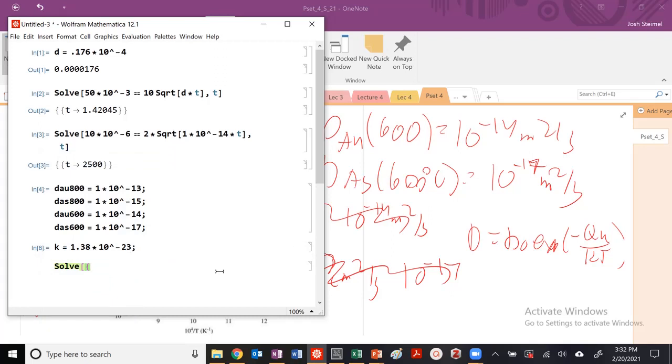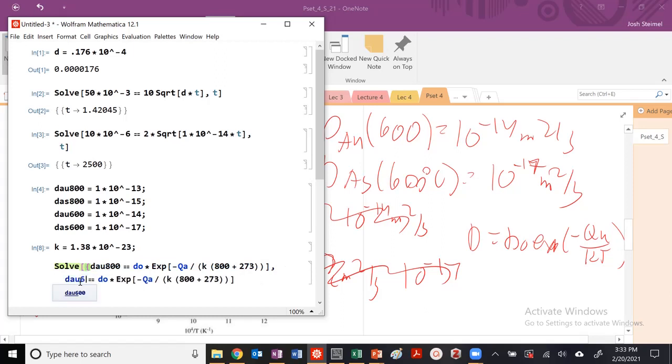I need to do simultaneously that D_AU at 800, set equal to D naught times exponential of minus Q_A divided by k times (800 plus 273). Close it. And then I'm going to take the same expression and just change the temperature to 600, close it, and solve for D naught and Q_A, and then do the same for reals.